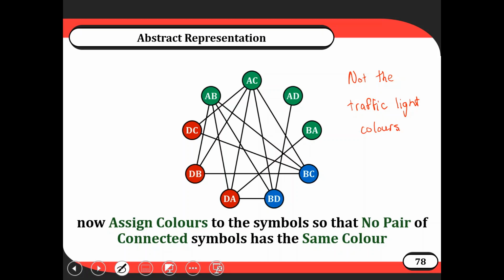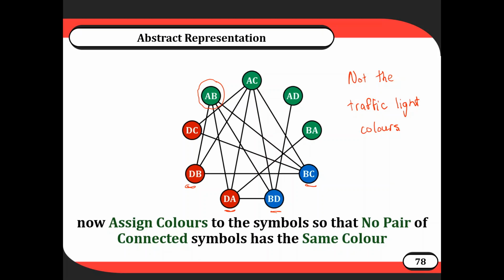We are referring to a coloring of the graph. Now, often these are done with numbers, but here we have red, green, and blue, not related to the traffic lights. But what we want is that if I color AB green, then anybody that AB is connected to must have a different color. So AB is connected to DB, which is red, DA, which is also red, BD, which is blue, and BC, which is blue. So everyone that AB is connected to has a different color.